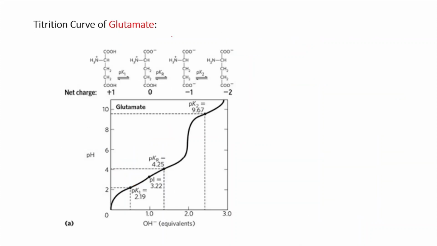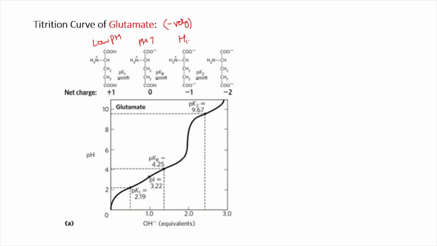Okay, now glycine was a neutral amino acid. Now let us look at the titration curve of another, negatively charged amino acid. Glutamate is a negatively charged amino acid. As you can see, at low pH values, this glutamate has a positive charge. At pH 7, it has a zwitterionic form where you have no net charge.